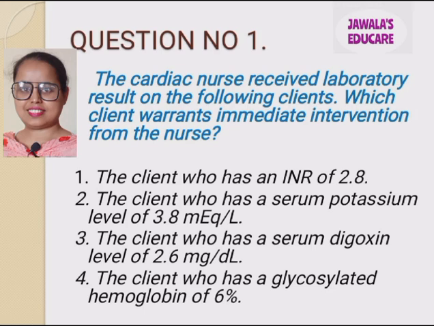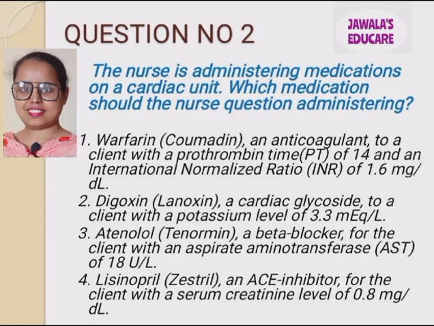So the right answer for this is option number 3, the client who has a serum digoxin level of 2.6 mg per dl, because it is more than the normal range and it will cause digoxin toxicity. Remaining options are within normal limits, so we need to eliminate that, and option number 3 is the correct answer for this question. Now, the question number 2.